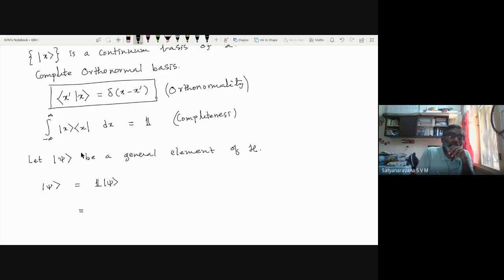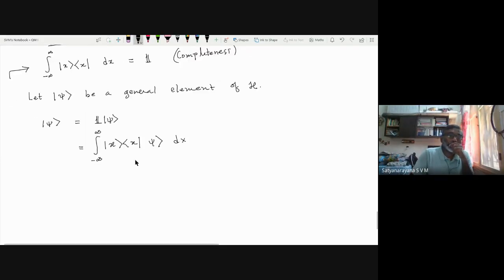But now instead of this identity, I put in this. So I can write identity as this one, right? So this is nothing but the integral from minus infinity to infinity of |x><x|psi> dx. Now you can see that this particular term is an inner product of psi and x, correct? What is that? In general, if you take the inner product of two vectors, this will be some complex number. So we are going to call that complex number psi of x, inside the integral from minus infinity to infinity, dx.